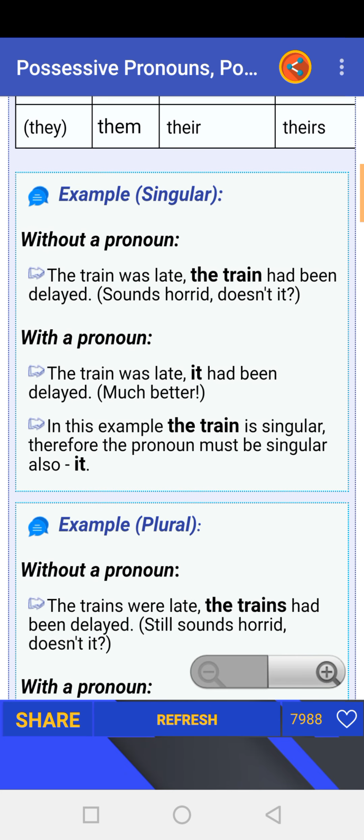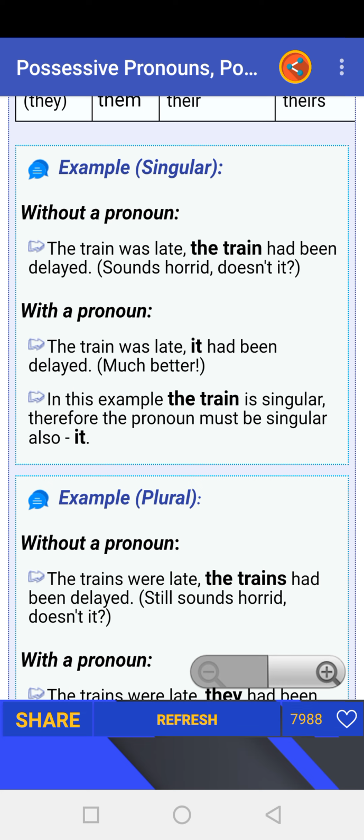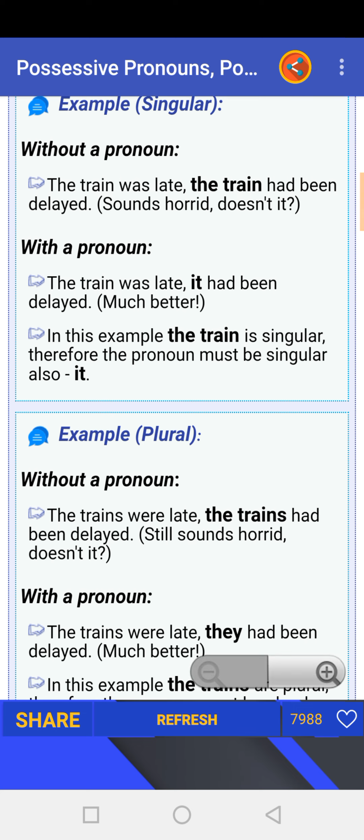So now let's go to pronouns and an example with a pronoun in a singular form. Let's read a sentence without using a pronoun. The train was late. The train had been delayed. So here we notice that there is a repetition of the words the train. It sounds a bit horrid.